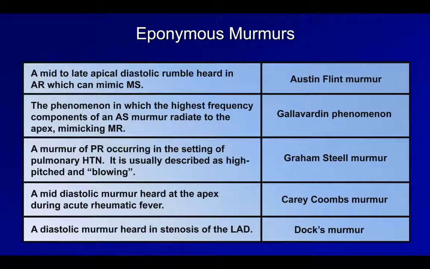I will leave you with one final point of trivia. The Austin Flint murmur, Graham Steell murmur, and the Carey-Coombs murmur are, as far as I know, the only eponymous physical findings in the body which contain the physician discoverer's first and last names.